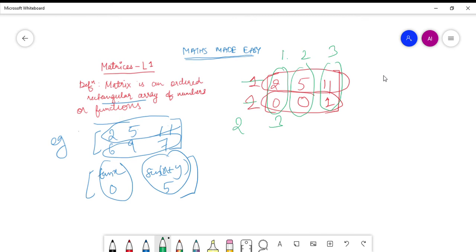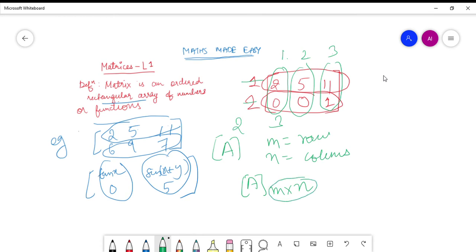Now let's see what is the order of a matrix. Let's say a matrix A with m rows and n columns, then matrix A is of order m cross n. So m cross n is the order of this matrix A.